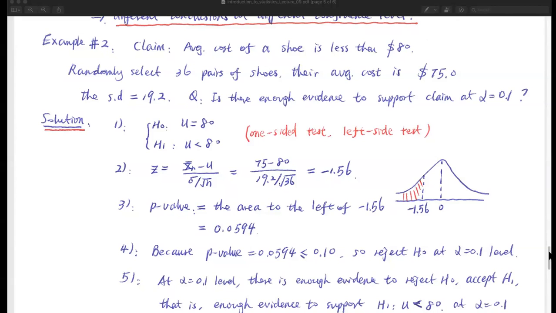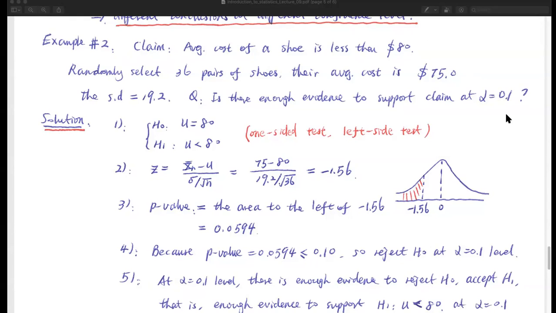Good. Example number 2: the claim is that the average cost of a pair of shoes is less than $80. That's the claim they are trying to test. Randomly select 36 pairs of shoes, so they want to prove whether it is true or false. You need to get a sample: a sample of 36 pairs of shoes, and you find their average cost is $75. Standard deviation is 19.2. Question: is there enough evidence to support the claim at alpha equal to 0.1?